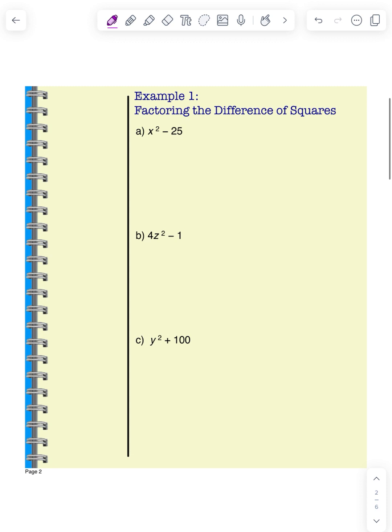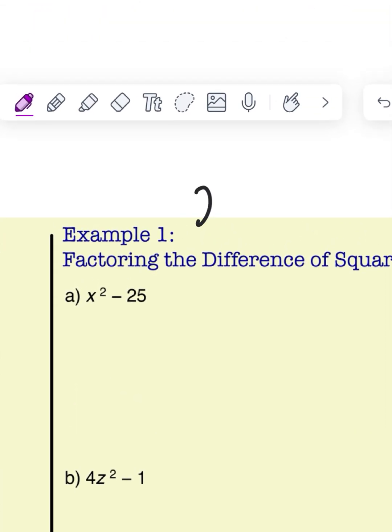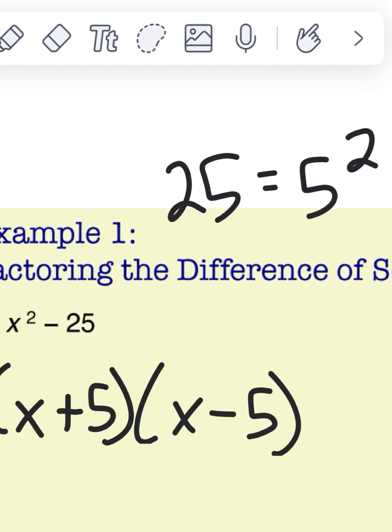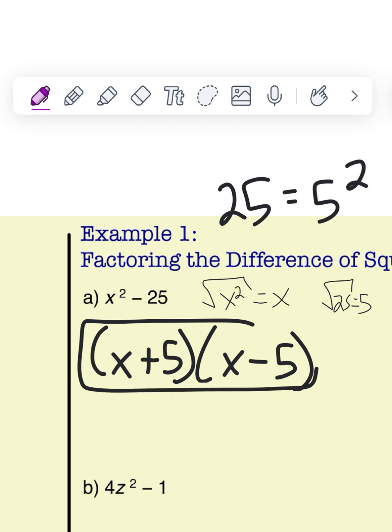All right, so using that first pattern, I see x squared minus 25. Obviously, x squared is a square, right? And I know 25 is 5 squared. So this matches that difference of two squares, and it's going to factor to x plus 5 and x minus 5. Really, the only work we need to show here is that the square root of x squared is x, and the square root of 25 is 5. This is your answer.